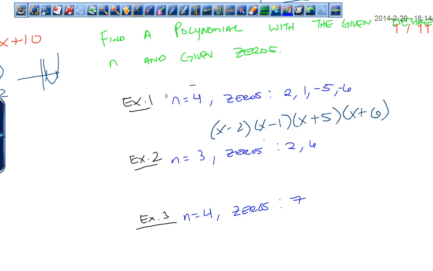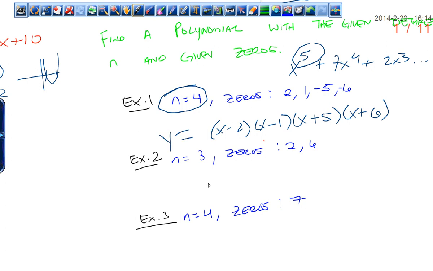Now I haven't talked about what this is. The n equals 4 is the degree. So a couple days ago we talked about something like x to the 5th plus 7x to the 4th plus 2x to the 3rd, and so on. The degree is the highest exponent, 5. So I need a degree of 4 on this one. So is my degree 4? Well, if I FOILed this out, which I'm not going to do, but if I just did the first term, x times x times x times x, I get x to the 4th, which is what I wanted.